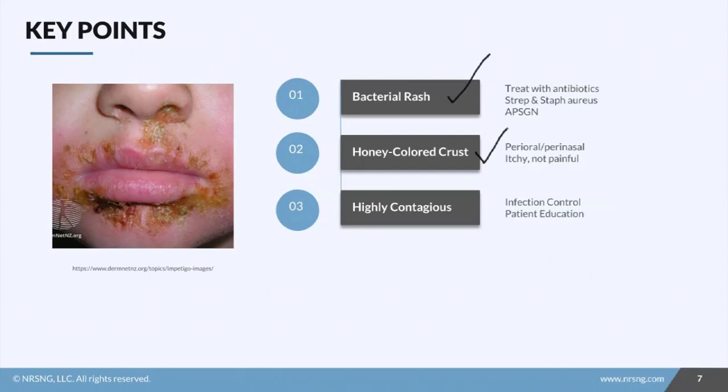It has that unique honey-colored crust that's usually around the mouth that can be itchy, but it's not painful. And then number 3, remember, it's very, very contagious. So your nursing important things to do are infection control. They need to be on contact precautions, and then make sure you're getting that patient education in to prevent it spreading to other people in the family. Like I said, if you just remember these 3 things, you'll be totally set.